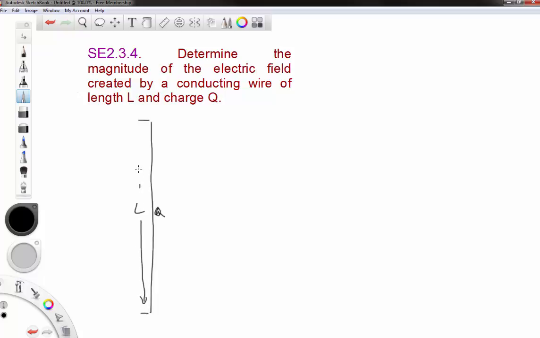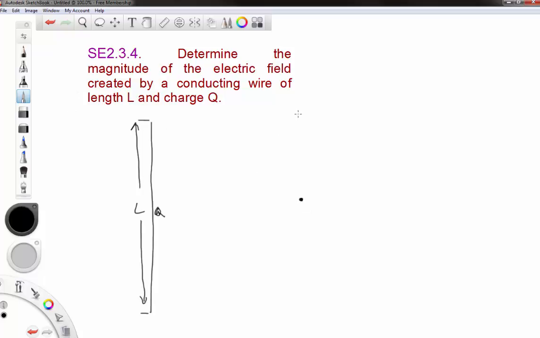We're going to assume it's a pretty long wire. Of course, if it's a really short wire, then it starts to look like a point charge. And what we want to know is what is the electric field strength right here at some point far away from the wire, or maybe nearby. So how are we going to do that?